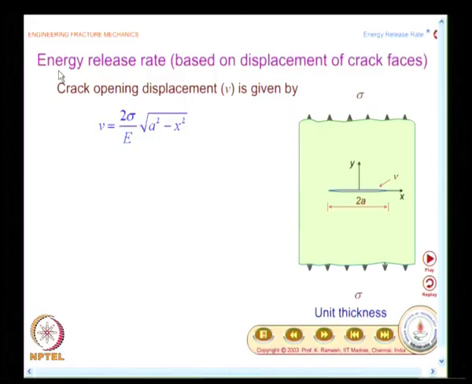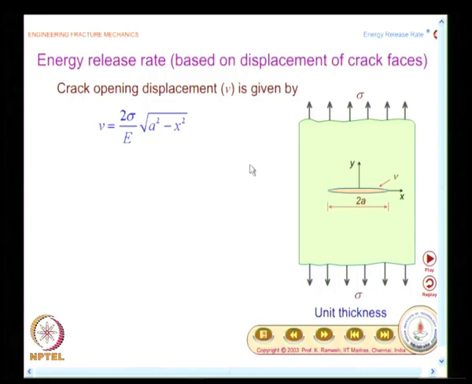So, we will find out what is the energy release rate based on displacement of crack faces. What is the information that I know? I have a nice animation which shows when the load is gradually increased to sigma, the crack opens up. And mind you, this is a highly exaggerated figure. This is for visualization. And from whatever we have developed, what is it that we know?